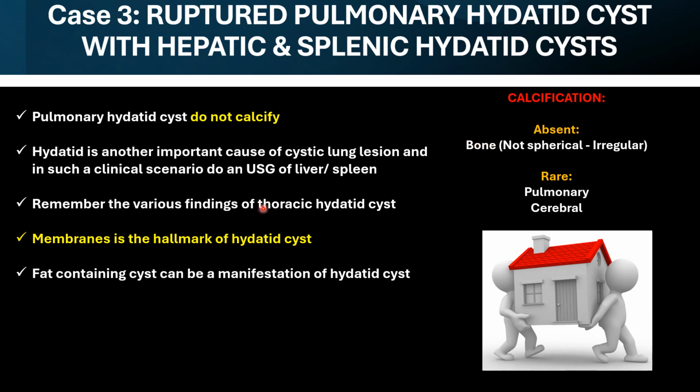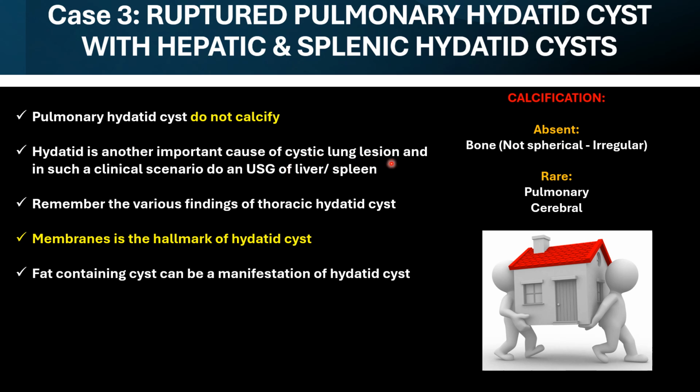So all the hydatids are going to be spherical in shape, whereas the bone hydatid is not going to be spherical. It is going to grow across the Haversian canals, so it is going to be more tubular and irregular in shape. So these are two questions which will be asked for PG students: do pulmonary hydatids calcify or not, and what will be the shape of bone hydatids.